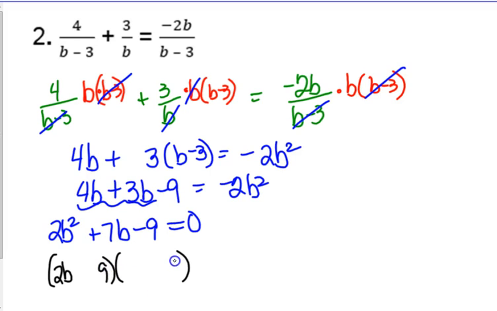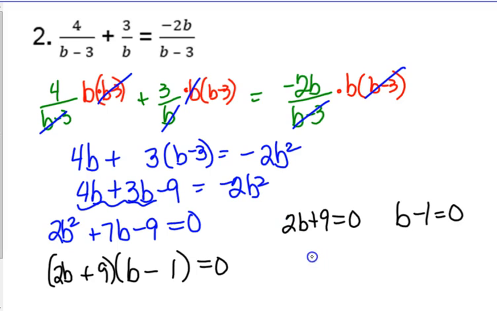I think if we do 9 and 1 here, we'll have positive 9 minus 2 equals 7 in the middle, so I think we're in luck. So we get 2b plus 9 equals 0, or b minus 1 equals 0. So I get negative 9 halves, or 1. Neither of which make the denominator 0, so I'm going to say they both work.